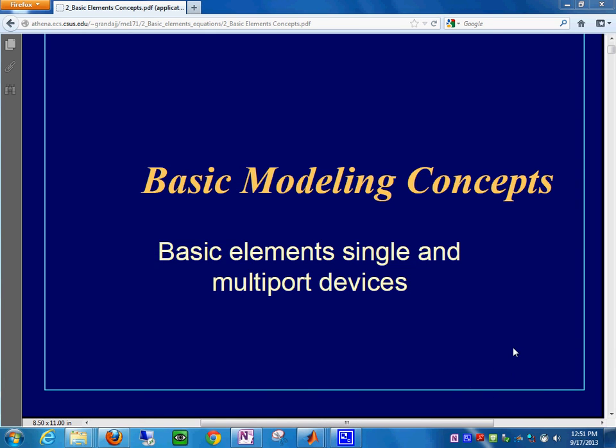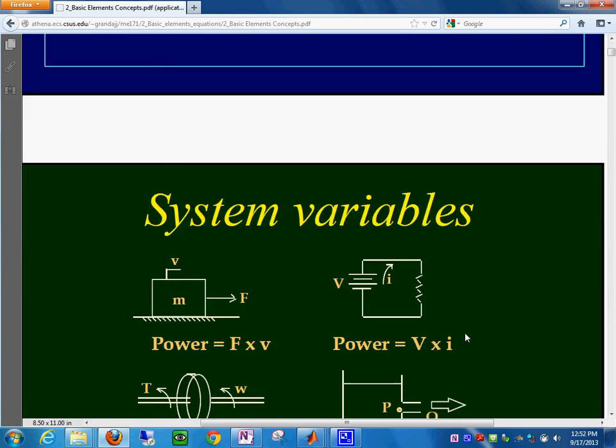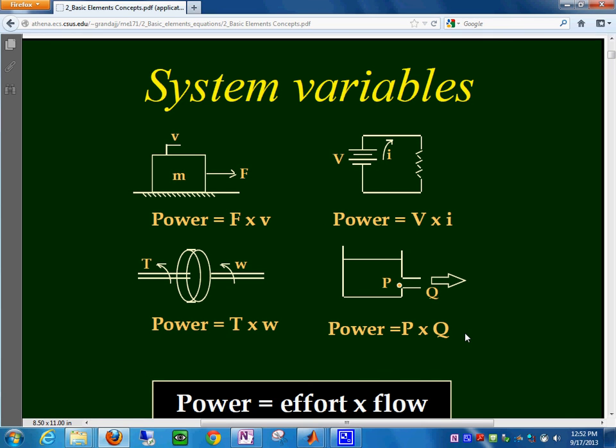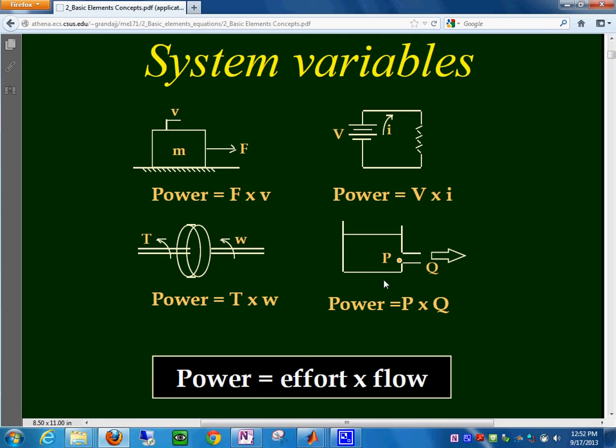Let's look at the basic elements, the single elements, single and multi-port devices. And so in here we'll come back and say, okay, look, if you have a system in different energy domains, like in this case, in the mechanical system, you have a mass that a force has been applied to, and the mass, as a consequence of this, moves.